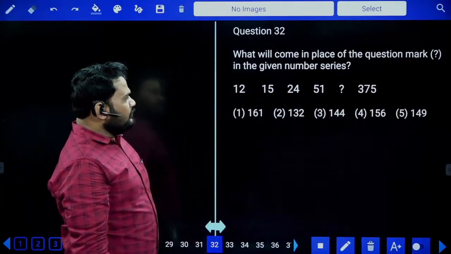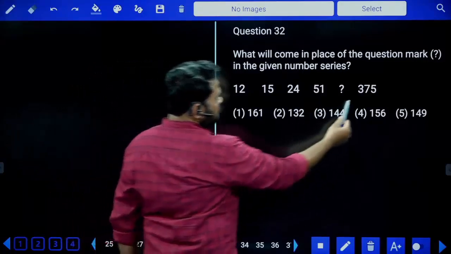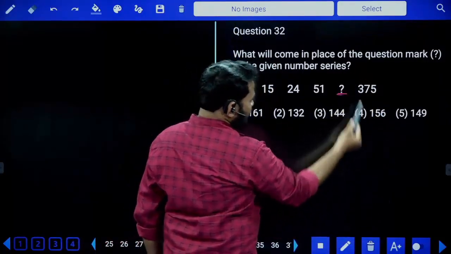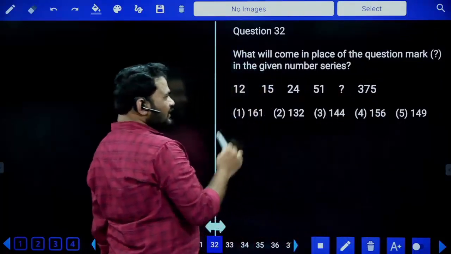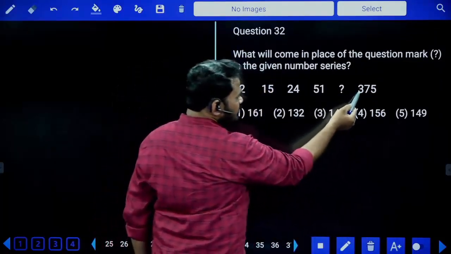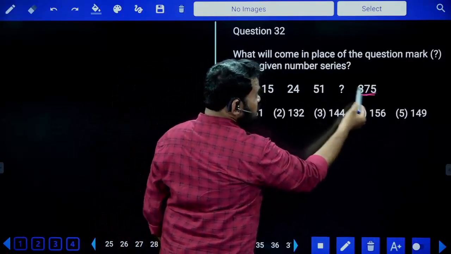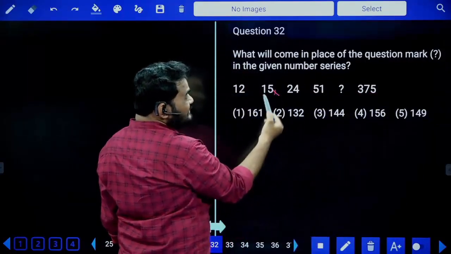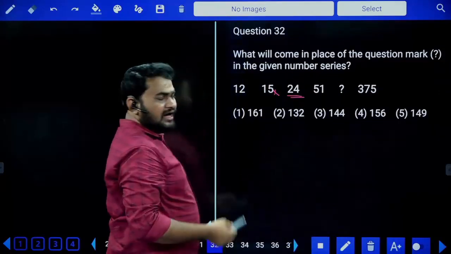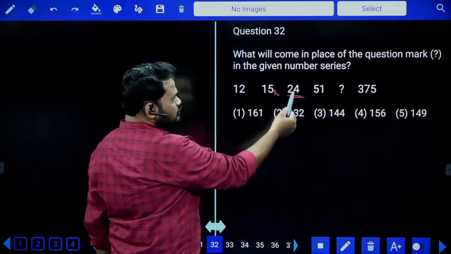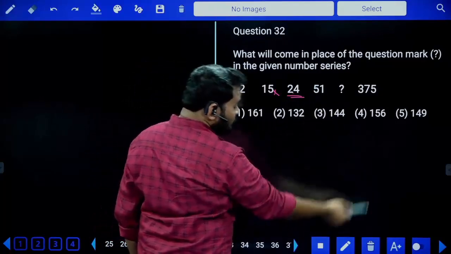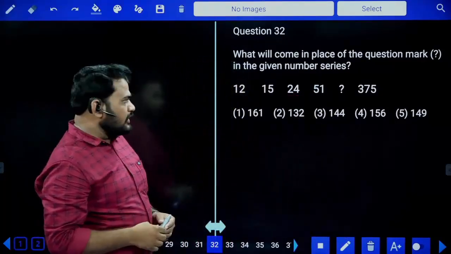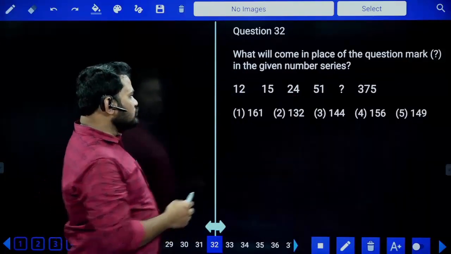12, 15, 24, 51. Though the number is large, let us verify the numbers related to additions, because beside the highest number we have the question mark, and 15 double is 30, but the number is not near about 30. Next, 24 double is 48, it is nearer to 48, but the number series is not related to multiplications. So let's go for additions.